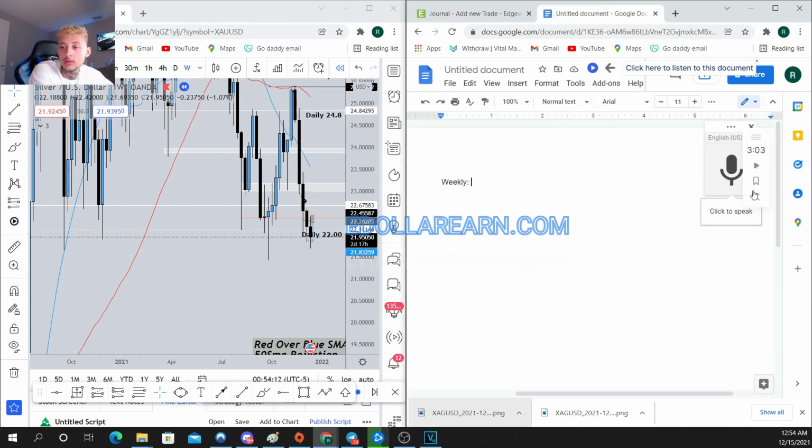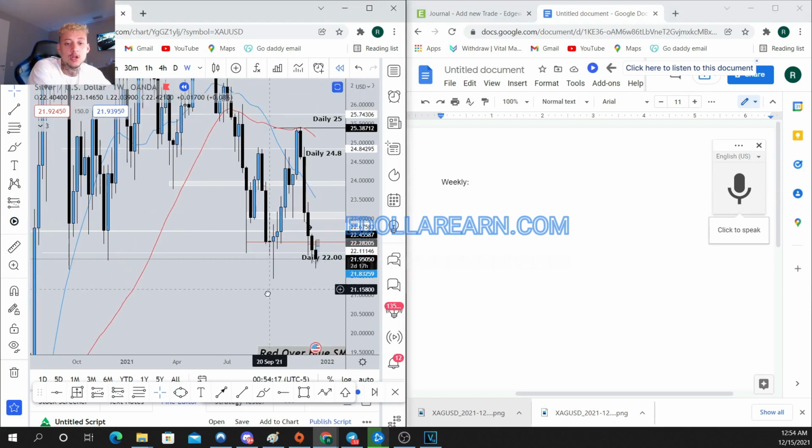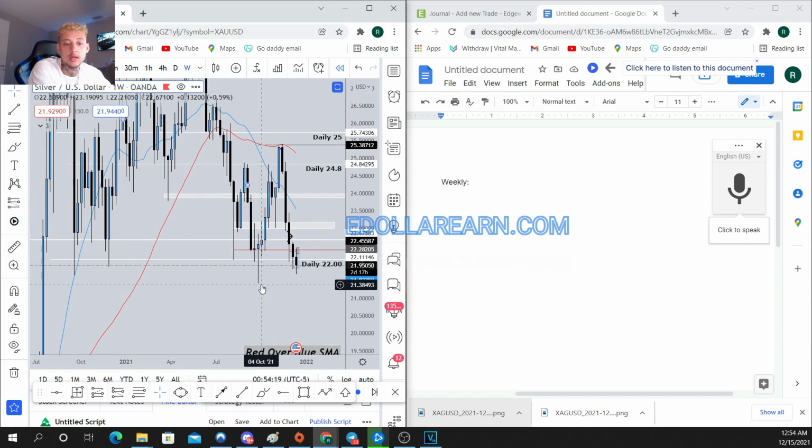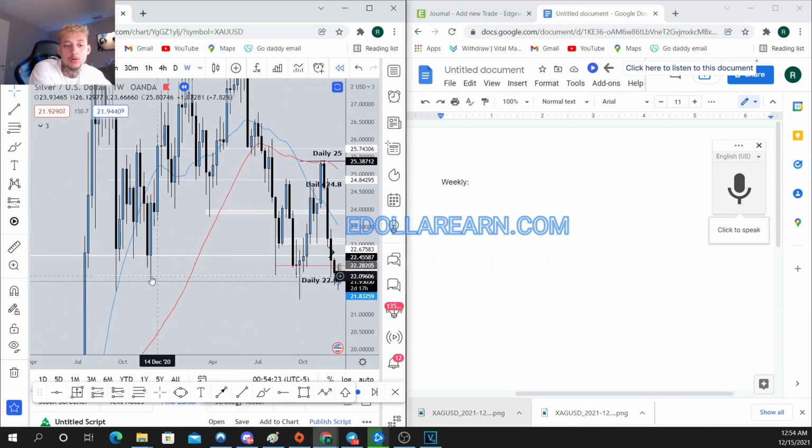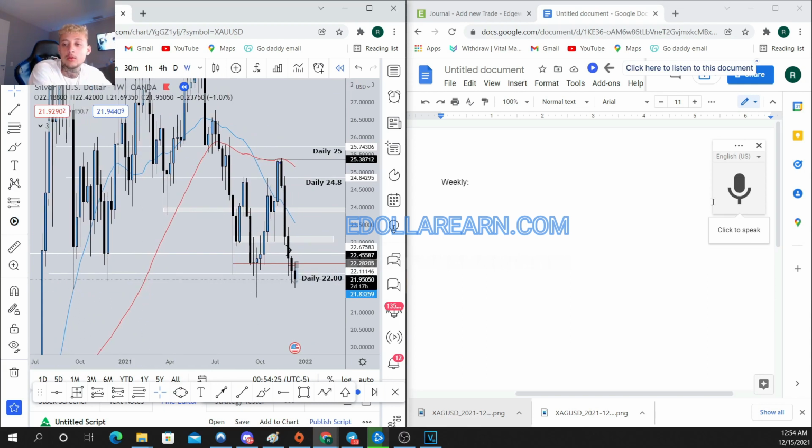So I'm actually going to delete the previous one here. So all we're simply going to do again is just talk about what we see on these time frames. So we have major support right here at 22 along with down here as well. Right, so anyways, let's kind of just get started here.